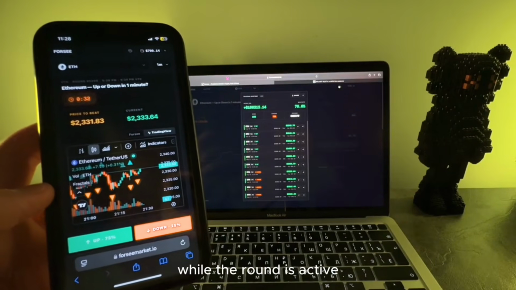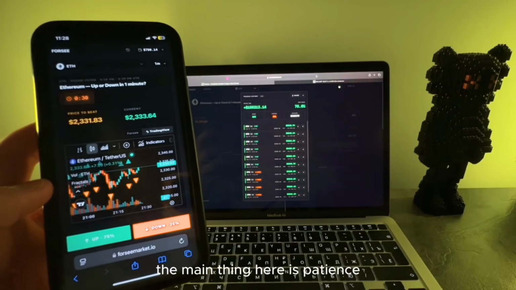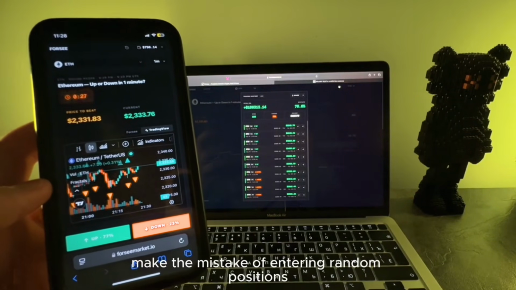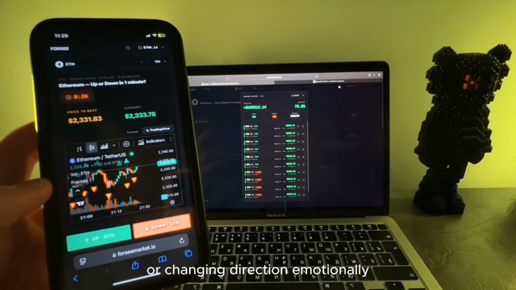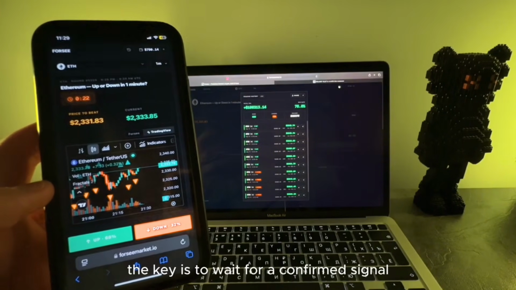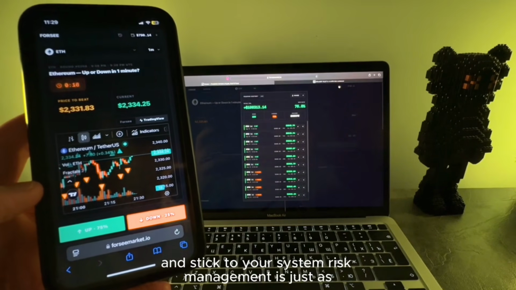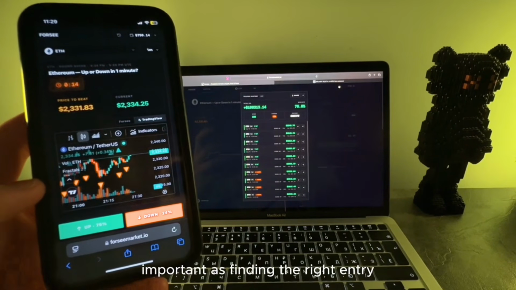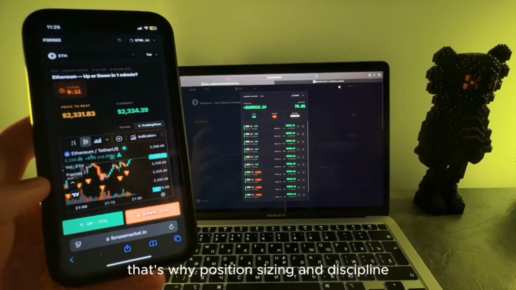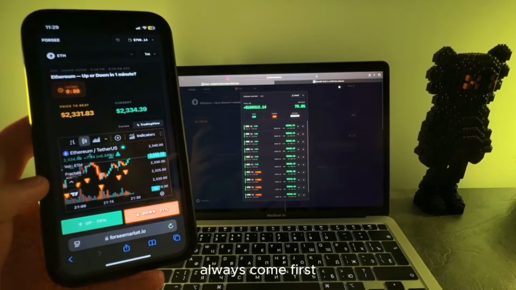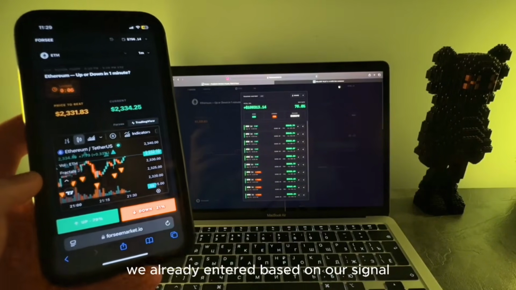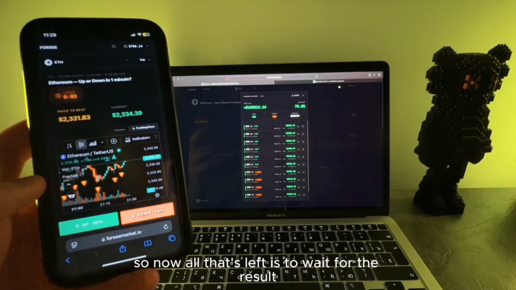While the round is active, the main thing here is patience. A lot of beginners make the mistake of entering random positions or changing direction emotionally. The key is to wait for a confirmed signal and stick to your system. Risk management is just as important as finding the right entry. That's why position sizing and discipline always come first. We already entered based on our signal, so now all that's left is to wait for the result.